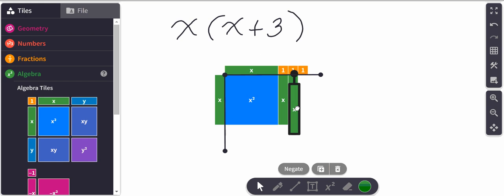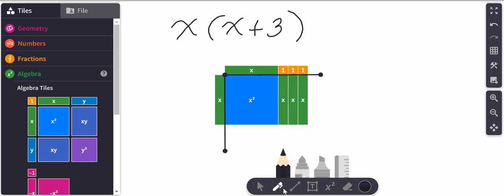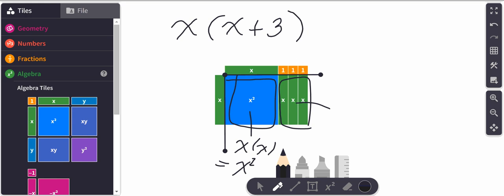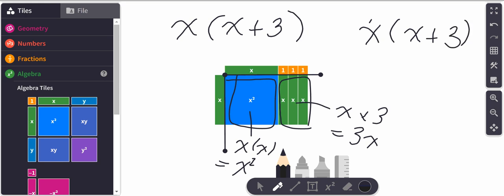Now, x times 1, you're going to end up with x, and you're going to repeat that 3 times. So again, if we think of this in an area model, this one represents x times x, which is x squared. This one represents x times 3, which is 3x. So my answer is actually going to be x squared plus 3x. And if I use the distributive property, x times x is x squared. x times 3 is 3x. So just something to think about.